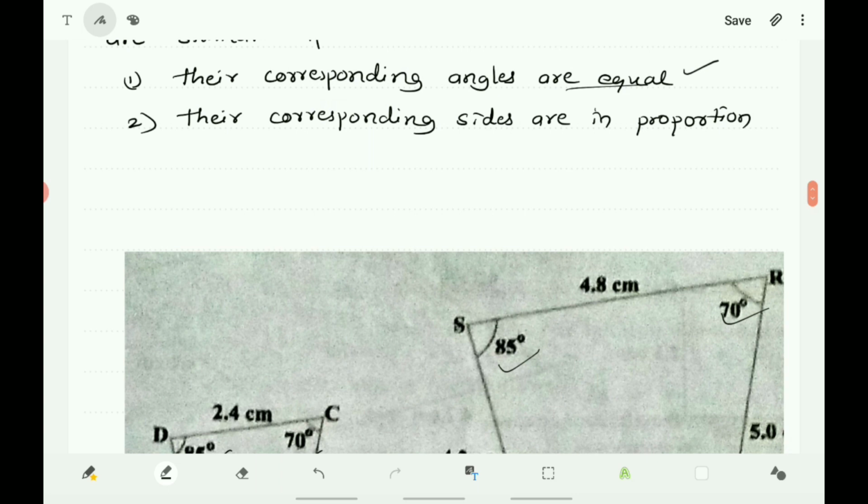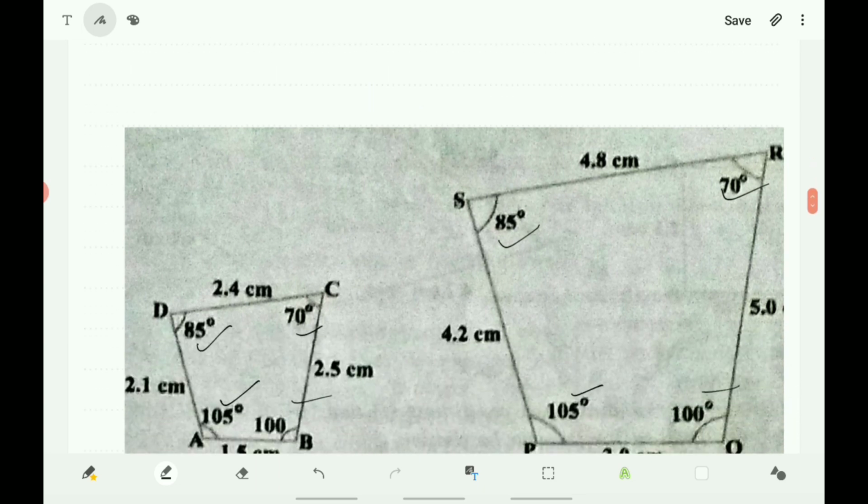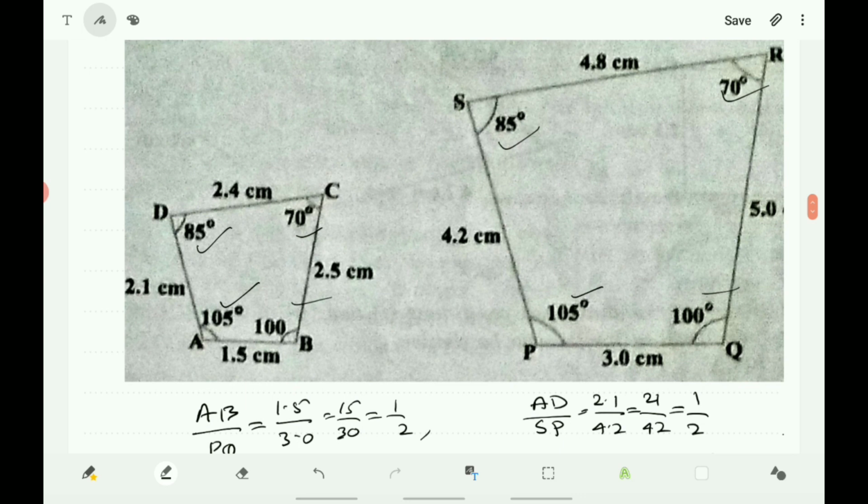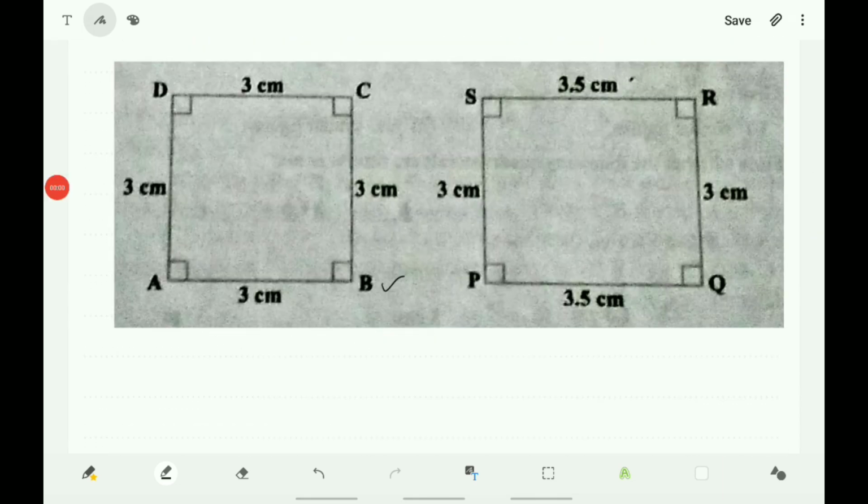First condition, corresponding angles are equal, and the corresponding sides are in proportion, meaning the ratio of the corresponding sides are equal. So here quadrilateral ABCD and quadrilateral PQRS are similar. In this way, let us verify the quadrilaterals of different figures and different polygons having the same number of sides.